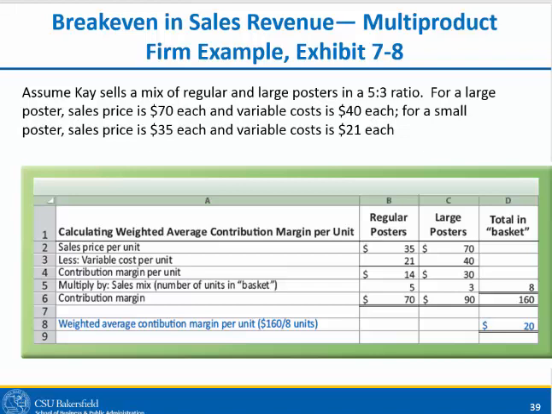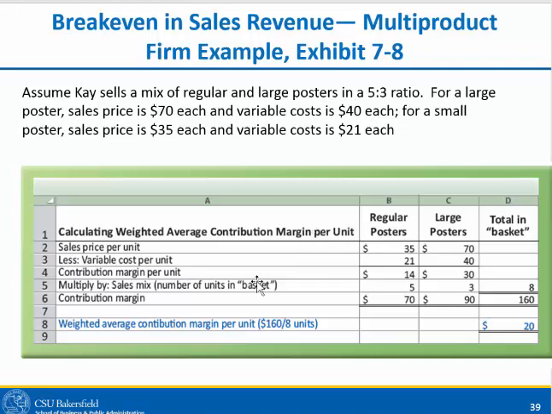For a large poster, the sales price is $70 each, and the variable cost is $40 each. For a regular poster, the sales price is $35 each, and the variable cost is $21 each. Okay, so that's the idea here. So therefore, the question is how we can still apply the contribution margin. In this case, we are going to introduce a so-called weighted average contribution margin. Okay, and how do we do that?